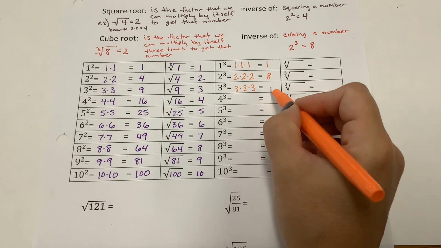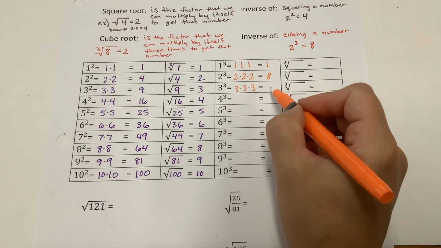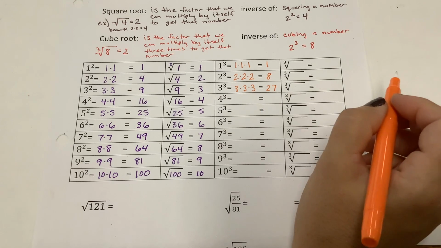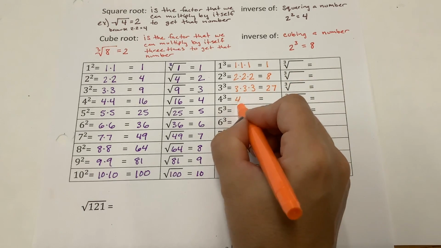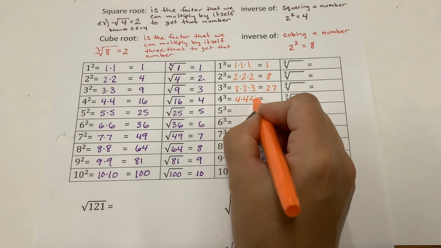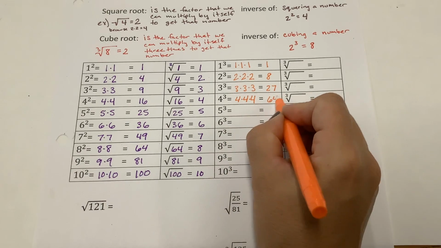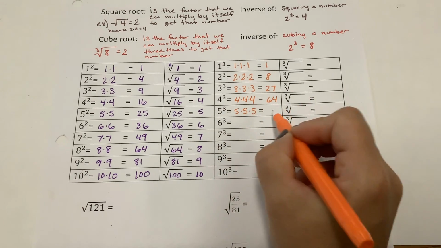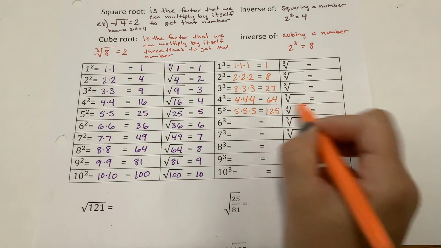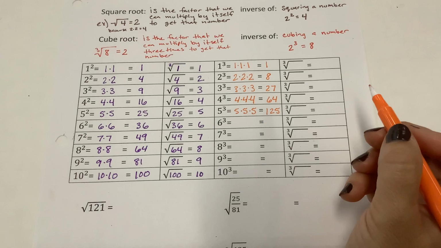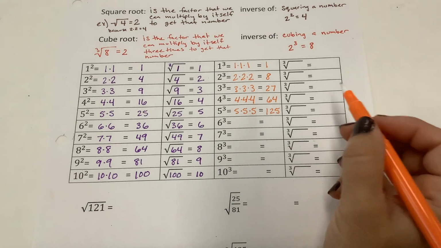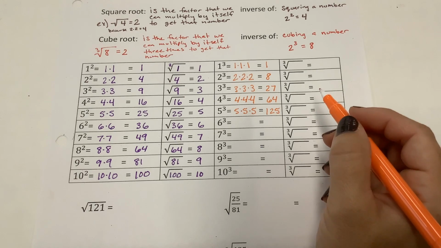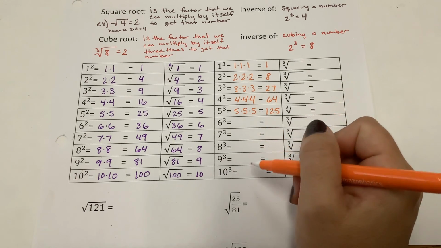Okay, guys, we are not adding, we are multiplying. Okay, so 4 times 4 times 4. And then 5 times 5 times 5. Okay, take a few seconds and see if you can fill out the rest of these rows for that column.